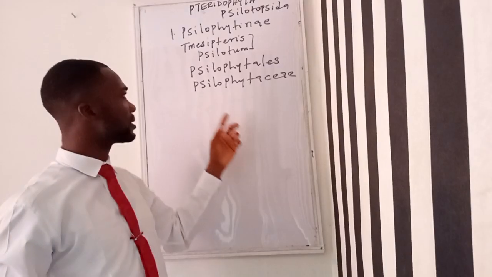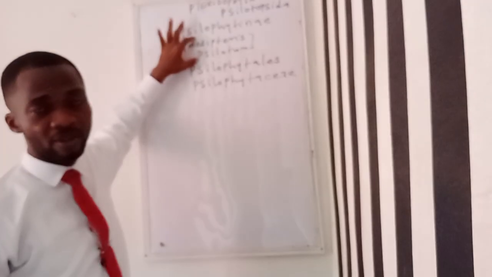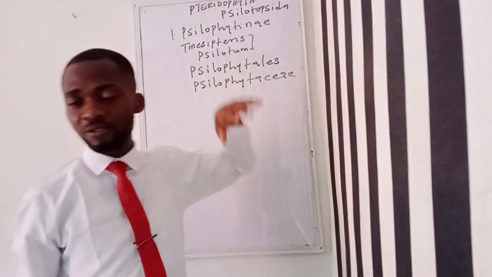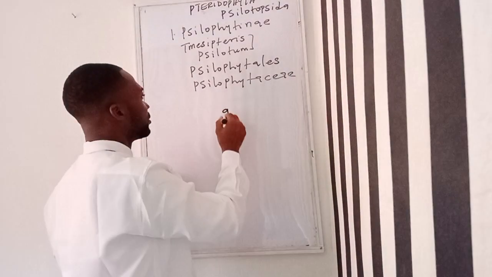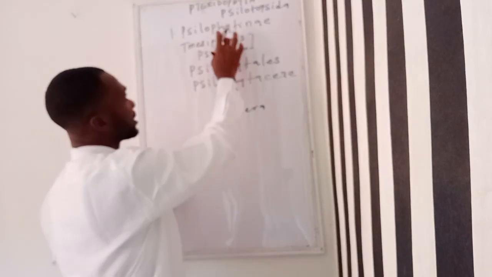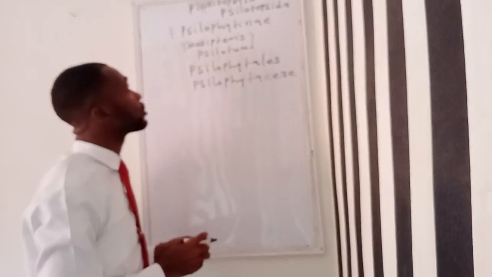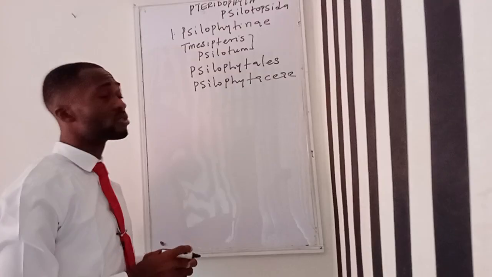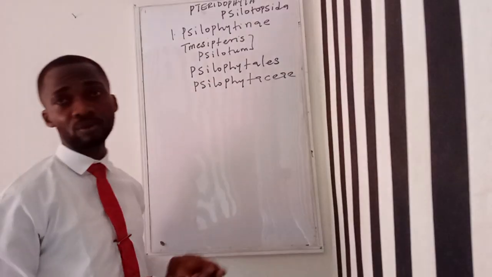So going back to that again, this is a family. Then these two are the genera. Remember, the plural form of genus is genera. So these are the two genera that are found in this first class, Psilotopsida. There are several species of Mesipteris and Psilotum.